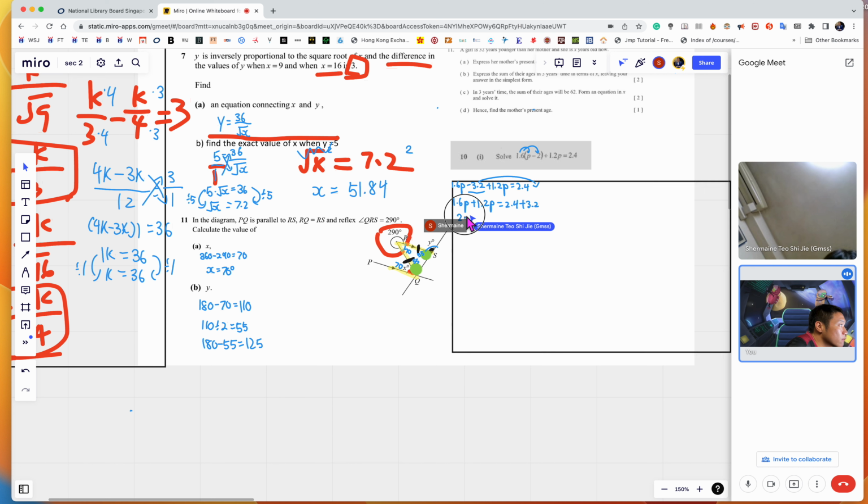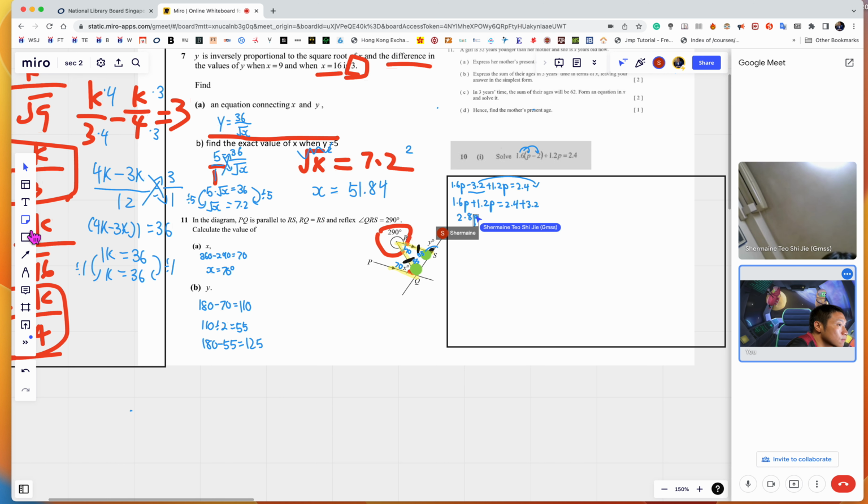How come you never change sign for these two? Never move. Yep, never move. It's the same side, right? It's on the left, right? Very good. So if you don't move, no need. Use your calculator. Don't use your mental.